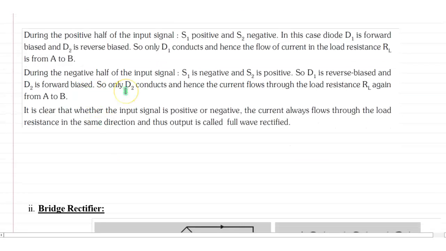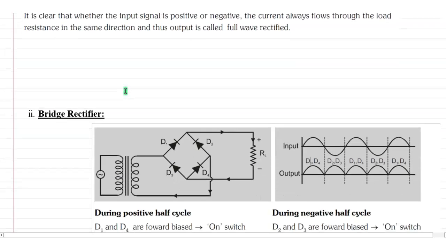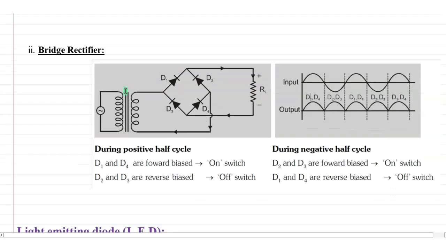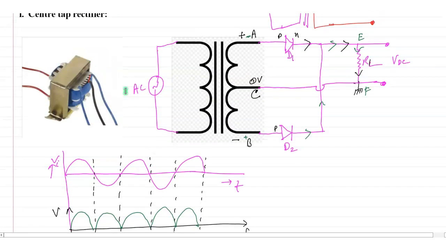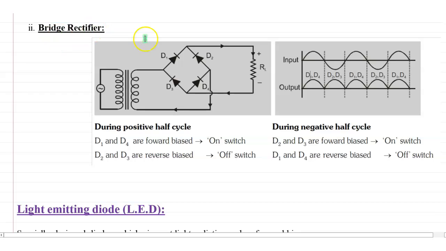Explanation is written here. You can study it, and we have to write it. Okay. Another rectifier is here. If you want to convert AC to DC without using a center tap transformer, you can use another type of rectifier called a bridge rectifier. Here we need 4 diodes. Okay, and this is also out of syllabus, but I am going to show you.